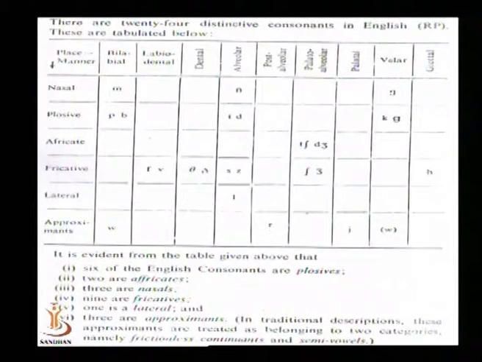So, "per" and "bur" will have to be described as voiced, bilabial, plosive. Three words to describe. Voiceless, bilabial, plosive. And so on. But in order to understand that, it is important for us to look at the next slide. If you notice, at the top, you have places, and there you have the long list, my dear students. Bilabial, labiodental, dental, alveolar, postalveolar, palatoalveolar, palatal, velar, glottal.